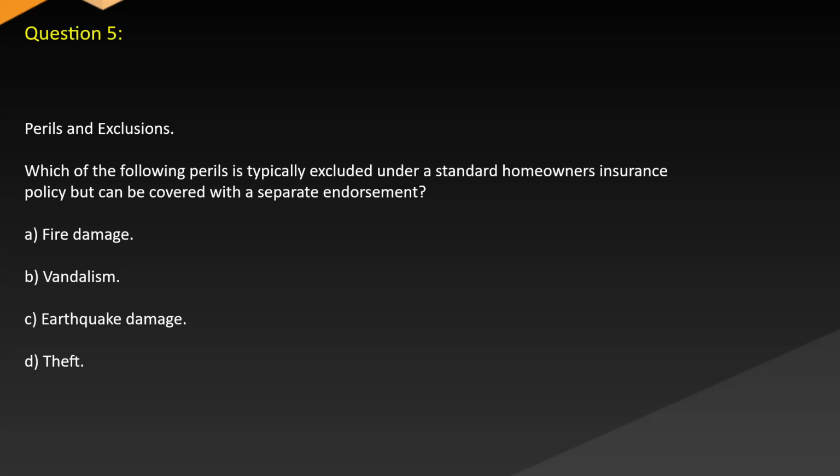Question 5. Perils and exclusions. Which of the following perils is typically excluded under a standard homeowner's insurance policy but can be covered with a separate endorsement? A. Fire damage. B. Vandalism. C. Earthquake damage. D. Theft.